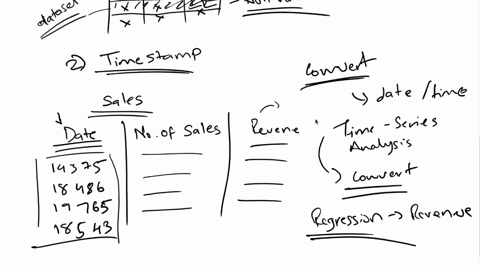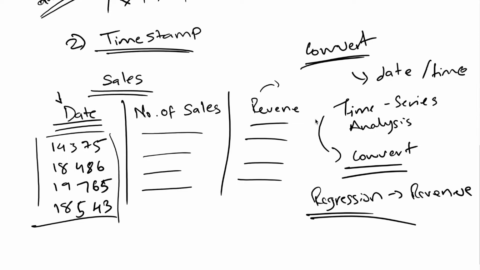So this was to do with timestamps. So in case you ever come across a data set which is just numbers, or dates which is just numbers, then understand that you have to convert that into date and time if you're doing some sort of time series analysis.